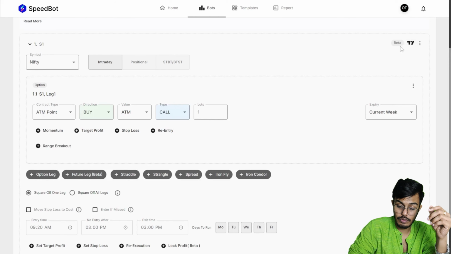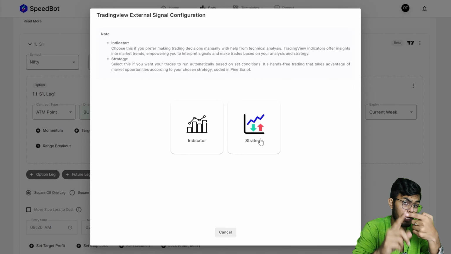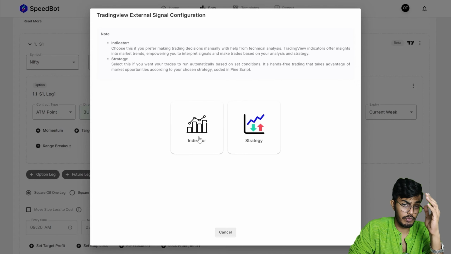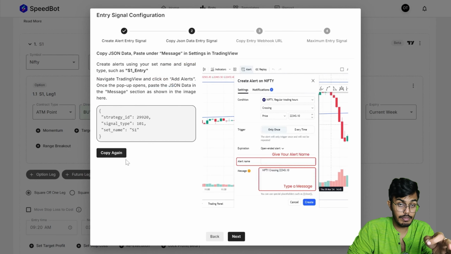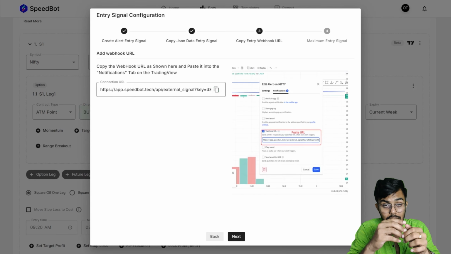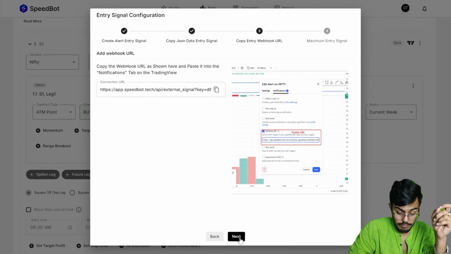SpeedBot, I can click on the TradingView button. I'll get two options, whether I would like to go for the TradingView indicator or the TradingView strategy. Let's say I have the TradingView indicator, then I need to follow these steps. First of all, I need to create an alert on TradingView like this and go on to the next. I can copy this particular message and paste it on TradingView over here. And I need to add this webhook URL and configure it in the notification section under the webhook URL field.